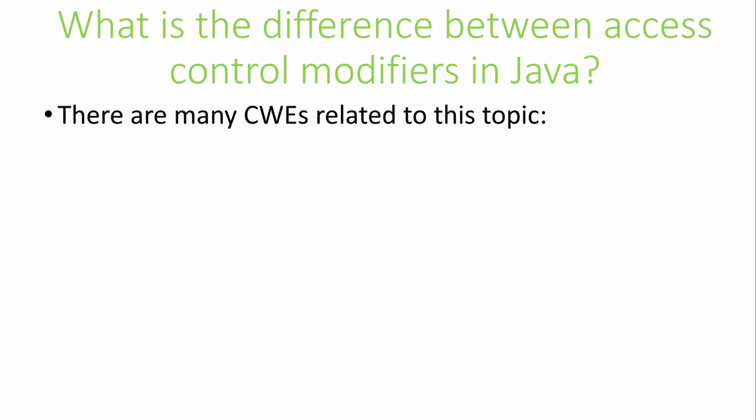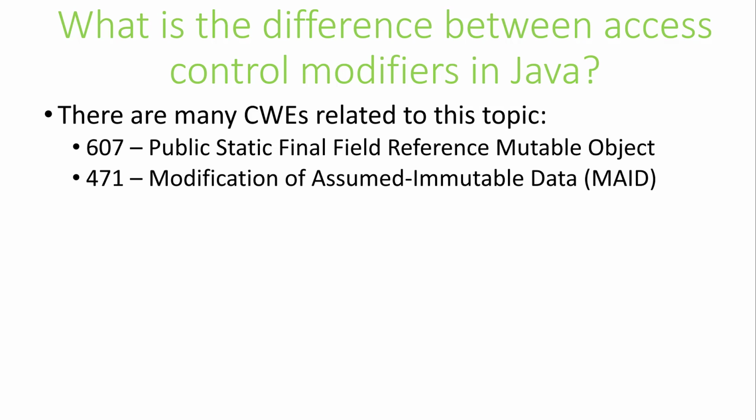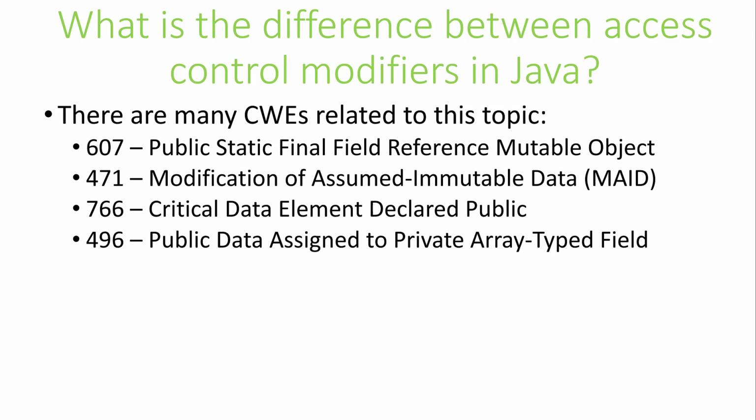There are many CWEs related to this topic. They include 607, Public Static Final Field Reference Mutable Object, 471, Modification of Assumed Immutable Data, 766, Critical Data Element Declared Public, 496, Public Data Assigned to Private Array-Typed Field, and many more. Careful attention to these CWEs is especially important when writing library code used by your team or others. The developers working on any open source project should pay special attention.